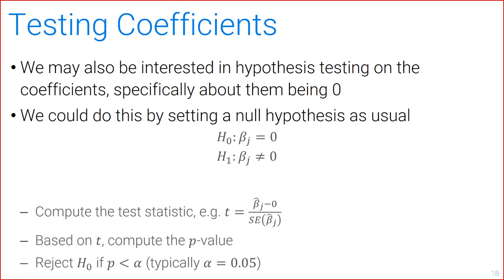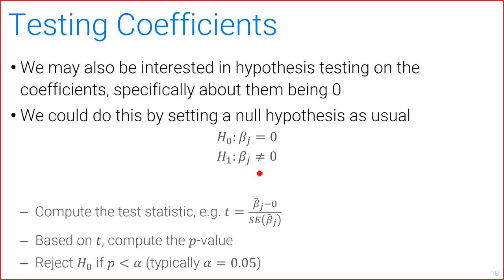And also we could do hypothesis testing on the coefficients. Just like we did many times earlier, we could start by setting a null hypothesis. The null hypothesis would be that the coefficient equals 0, meaning that feature doesn't have any effect in the model. So there's basically nothing. And the alternative would be there is.